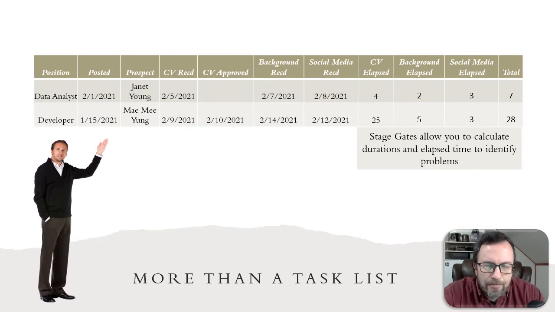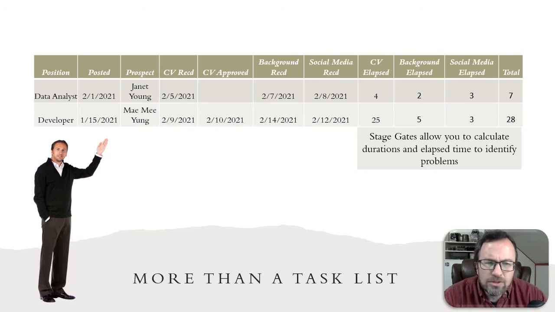As you can see, the benefit of having the dates themselves as the transition points not only indicate that the work was done, not only indicate when it was done, but give us the opportunity to calculate delays, specifically around transitions between one gate to the next. So you can see that the first role, the data analyst role, it took 4 days for the CV to be received in. It took another 2 days to get the background in hand, and it took 3 days to get the social media evaluation in hand as well, totaling out to 7 days across the entire position filling, or at least scheduling for the phone interview.